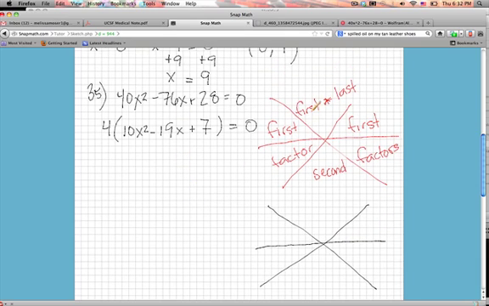And let's go ahead and pick off the first number, which is going to be a 10, and then the last number, which is going to be a 7, and we multiply those together. So 10 times 7 is 70. That's the number I'm putting in the top triangle.